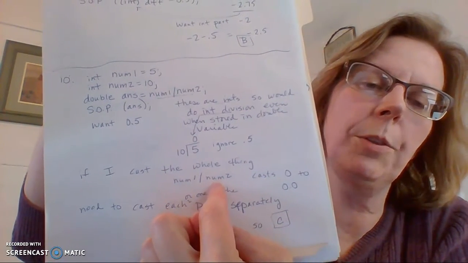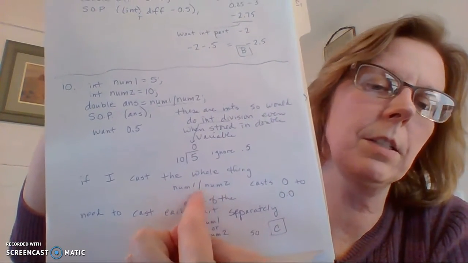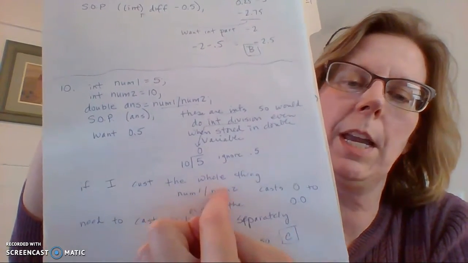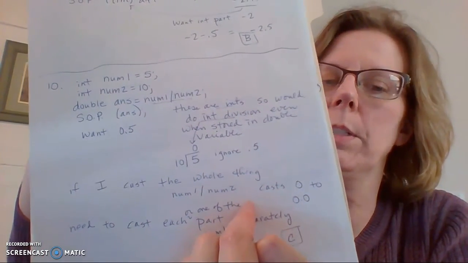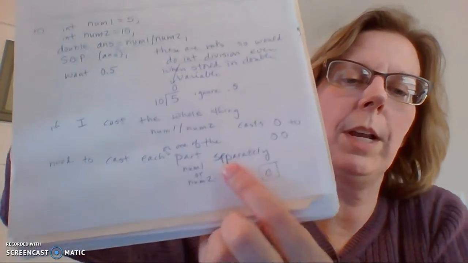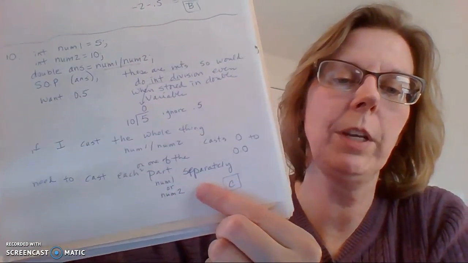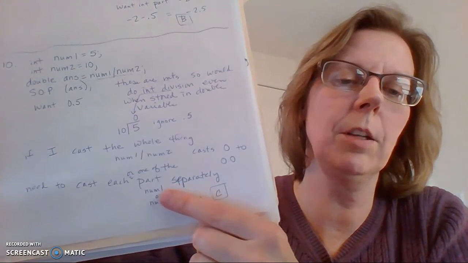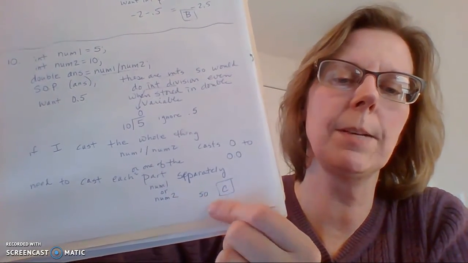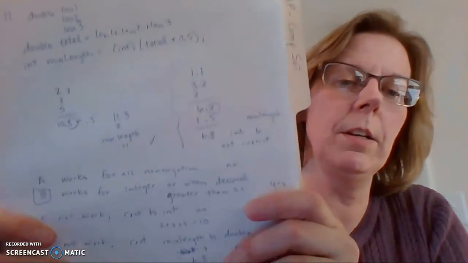If I cast the whole thing, which I think one of you picked that, I'm actually going to cast the 0 to a 0.0, so it still doesn't work. So I need to actually cast one of the individual parts, or both of them actually. So I have to cast the num1 or the num2. So C. All right, number 11.